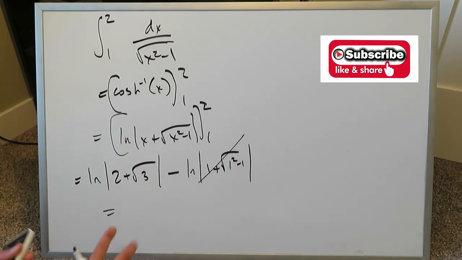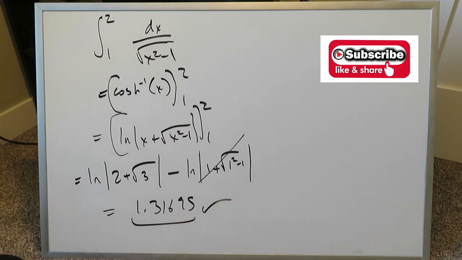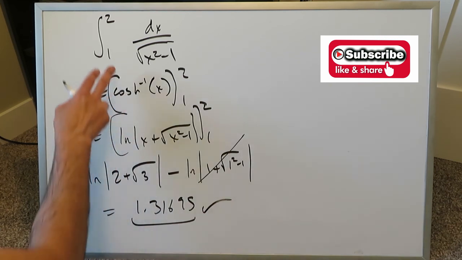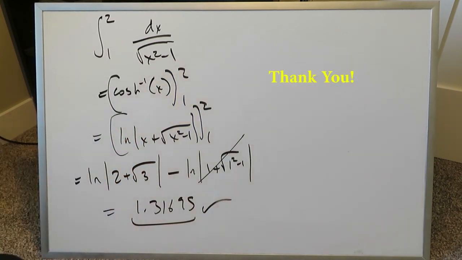You can bring a scientific calculator, compute this, and do the natural log, which will give you your answer of 1.31695, and that answer would be right. And that would represent the area below the curve for a function which has this interval and this demonstration. And that right there is inverse hyperbolics in a nutshell.